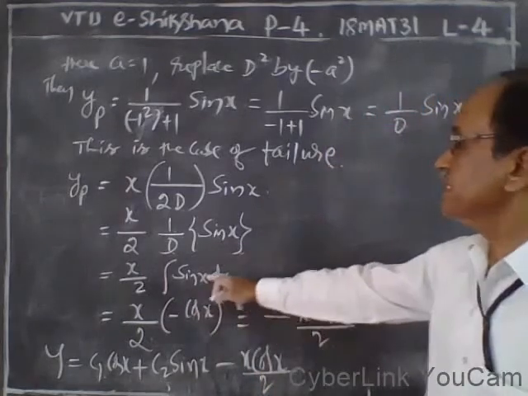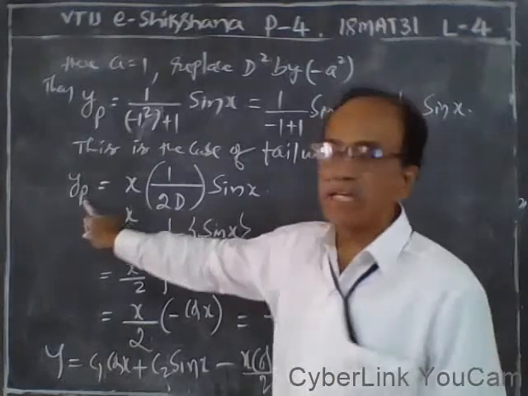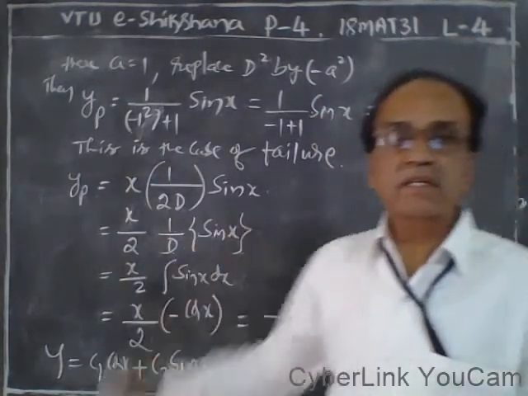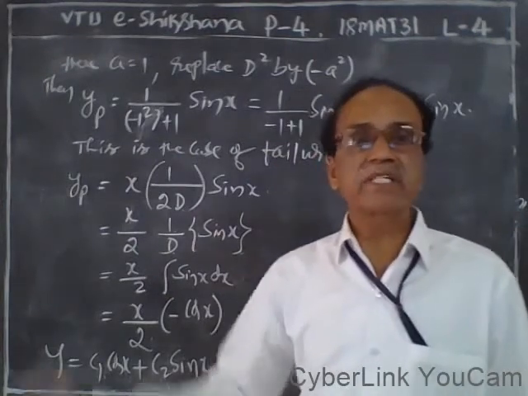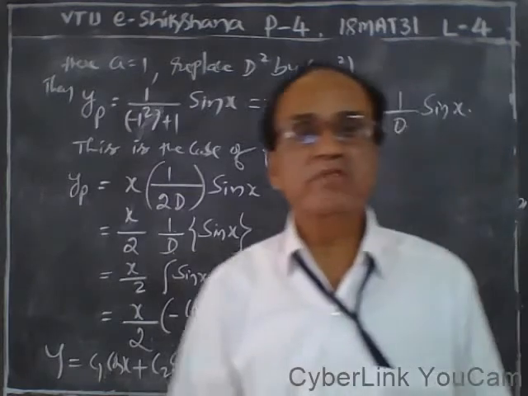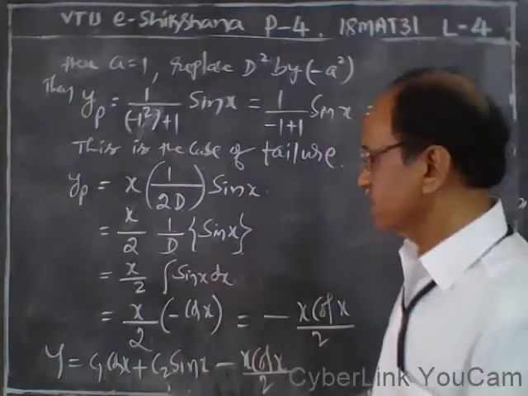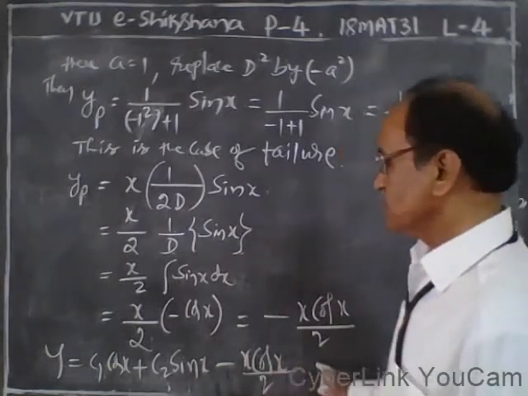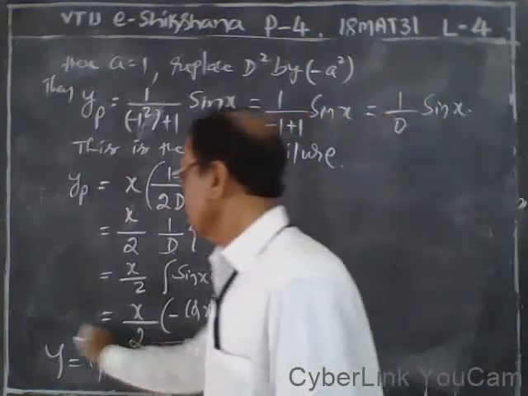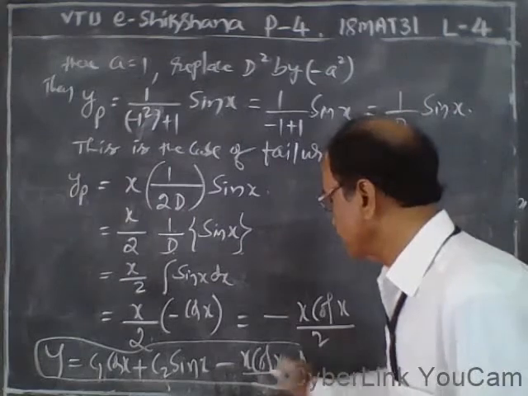When you are integrating this one, a constant should not be added, because this is called the particular integral. In the particular integral, an arbitrary constant symbol is not to be taken, because it is a type of solution which is the modified one, where it is already containing the real constant. Therefore here plus constant will not come.